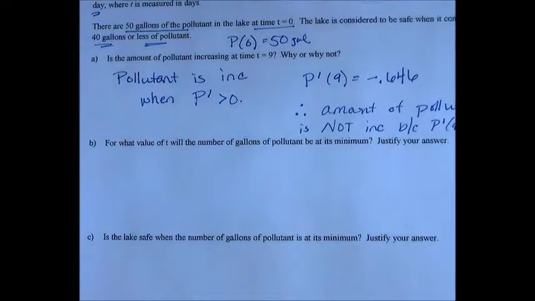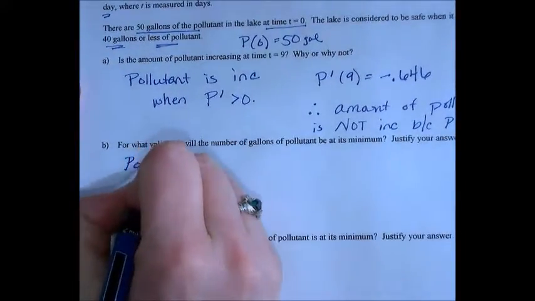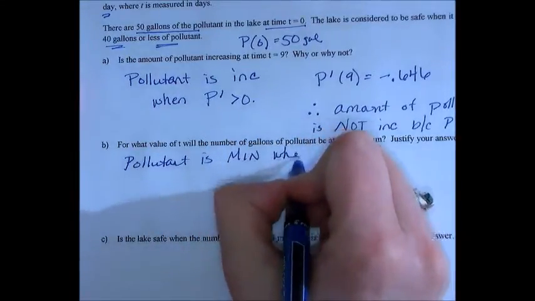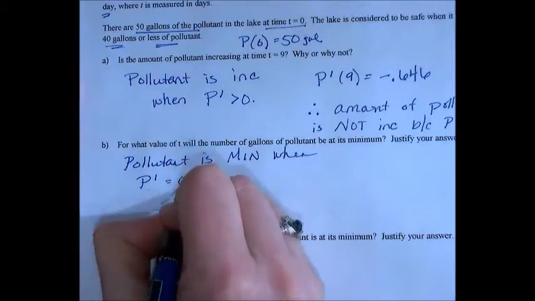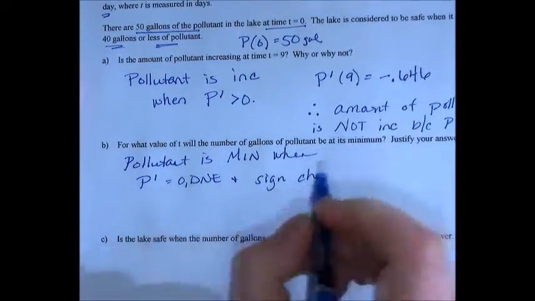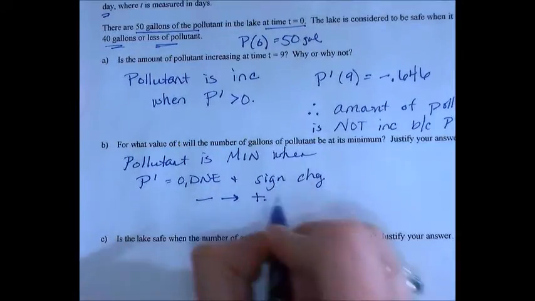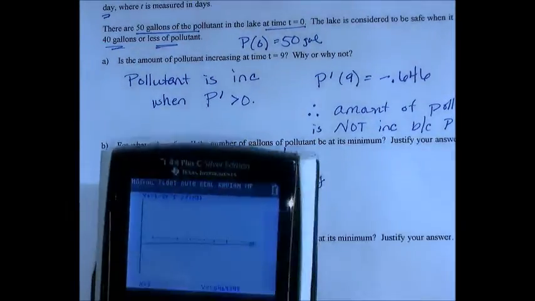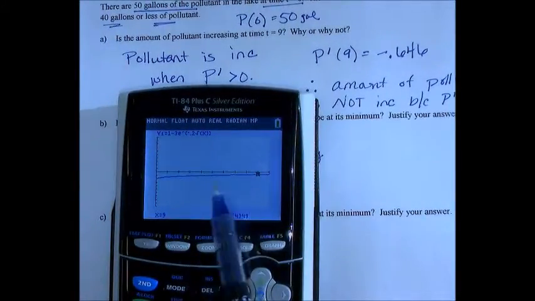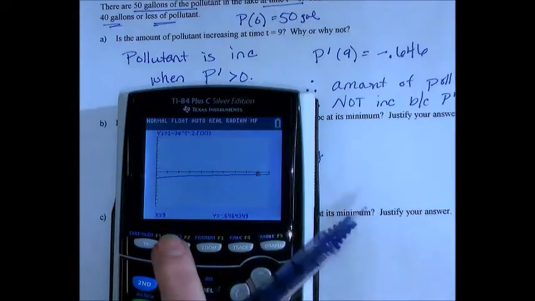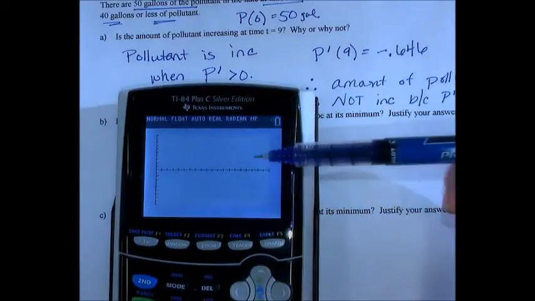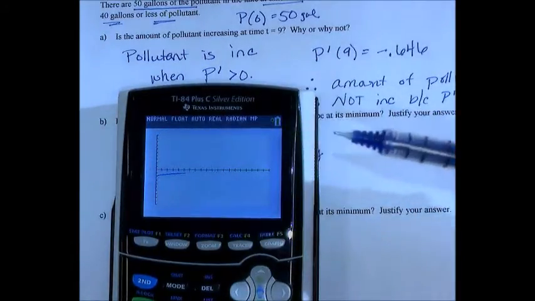Justify your answer. Well, the pollutant is at a minimum when P prime is 0 or DNE and has a sign change from negative to positive. So this is where I'm going to go right back to my graph. Now, if you look at this, it looks like this graph is increasing. It's definitely getting closer to the x-axis. So I'm going to go to my window, and I'm going to send my x-axis out further. I want to know when P prime is 0 or DNE.